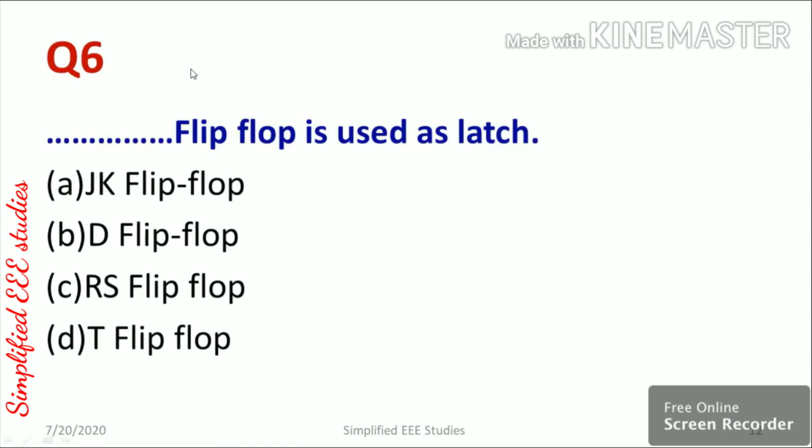Question number 6. Dash flip-flop is used as latch. Option A, JK flip-flop, option B, D flip-flop, option C, RS flip-flop, and finally T flip-flop. Which would be the right answer? D flip-flop is normally used as a latch.